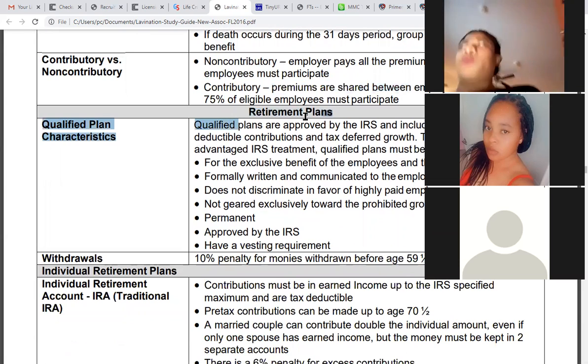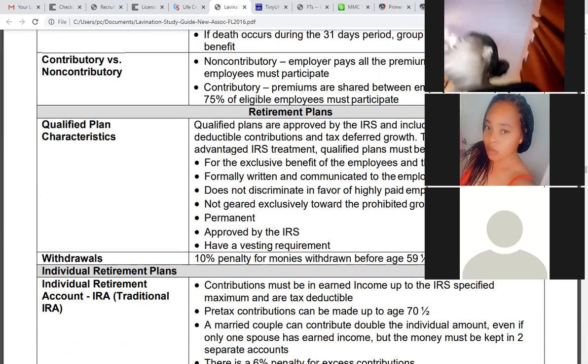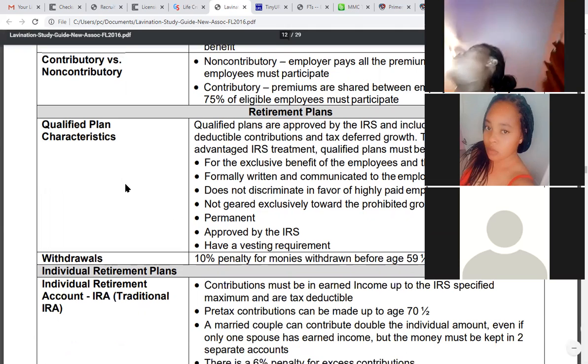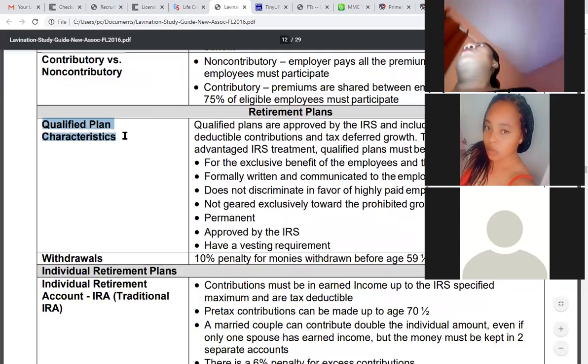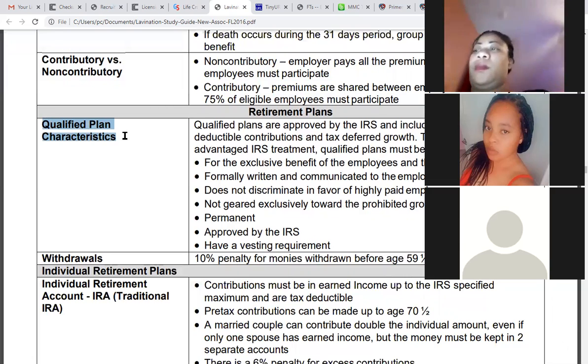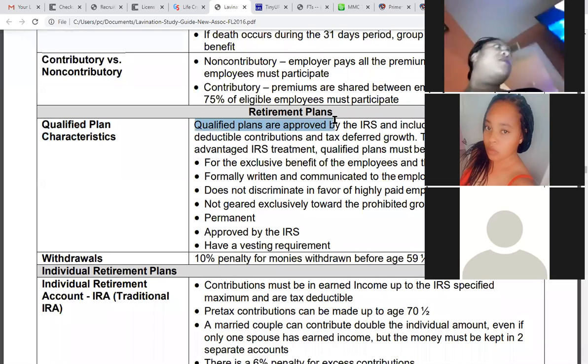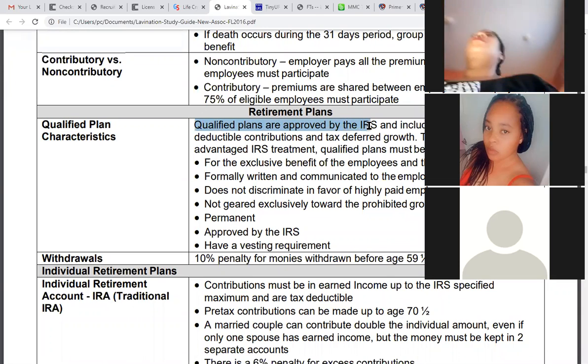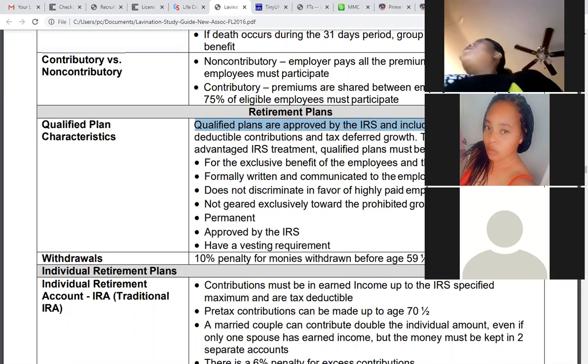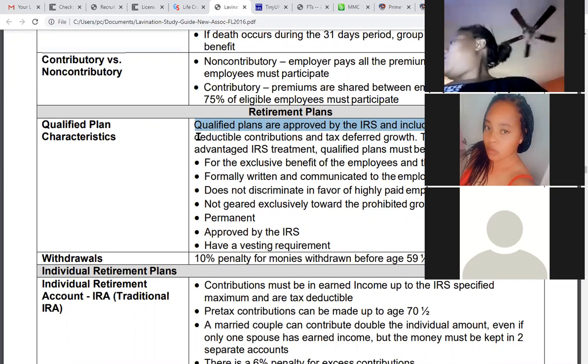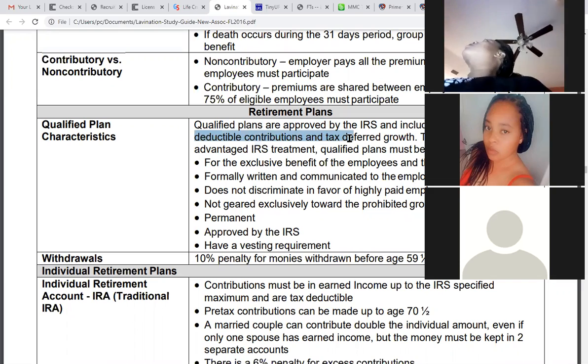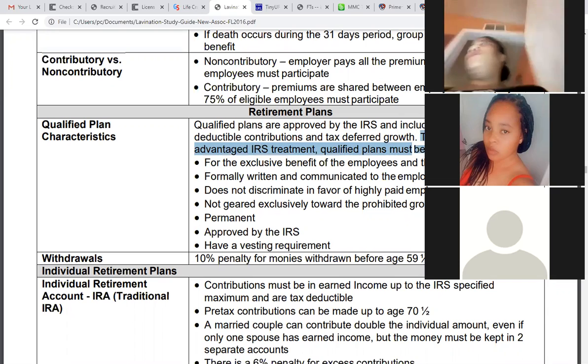Retirement plan. There are different retirement plans. When we're talking about retirement accounts, you're going to find there is a qualified plan. In order for the retirement plan to be qualified, it has to meet the IRS approval. The IRS has to say, yes, I agree with that. They also give better tax treatment. That's when you don't have to pay taxes now. You go tax deferred. But once you take money out, you have to pay taxes at that time.